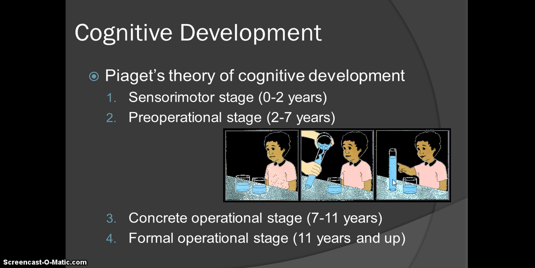The next stage is the concrete operational stage, between the ages of 7 and 11. During this stage, children become able to use concepts of time, space, volume, and numbers, but in ways that remain very simplified and concrete rather than abstract. During the final stage, the formal operational stage, which goes from 11 years and up, it's the period of intellectual development characterized by thinking that includes abstract, theoretical, and hypothetical ideas.